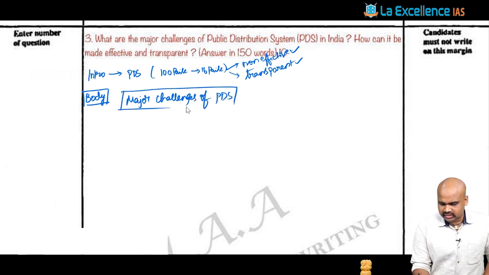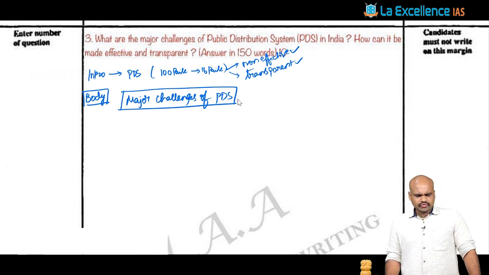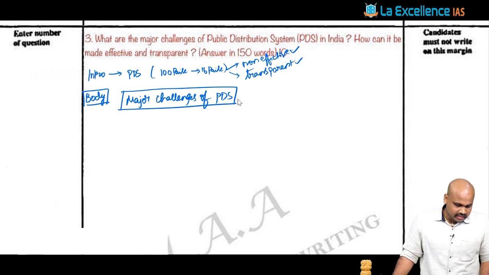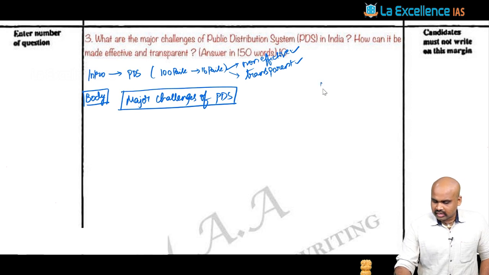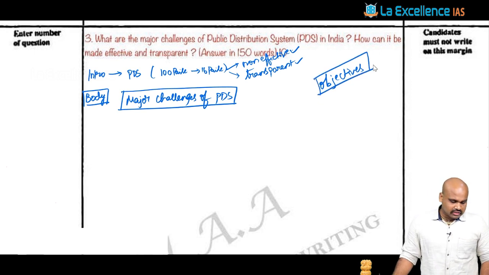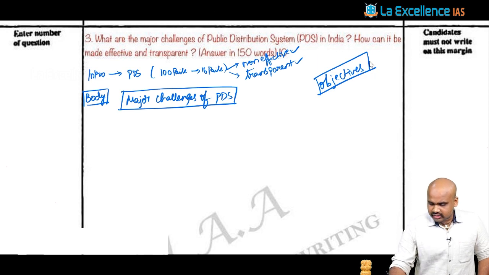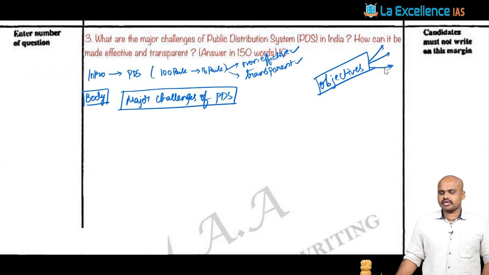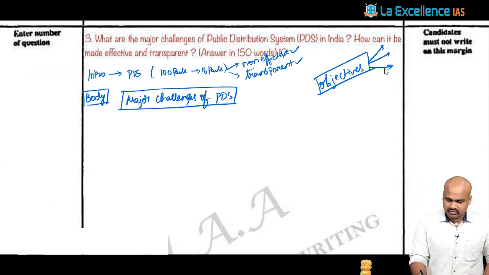So when you look at the major challenges of PDS, before that, if you want to make it a little more applicative, you can talk about the objectives. Before we talk about the major challenges, we could have talked about the objectives, for example, to create a buffer stock, to moderate the market prices, or to ensure food security. All these are major objectives of the PDS system. And once we specify that kind of flowchart of objectives, then we can move forward to talk about the major challenges.